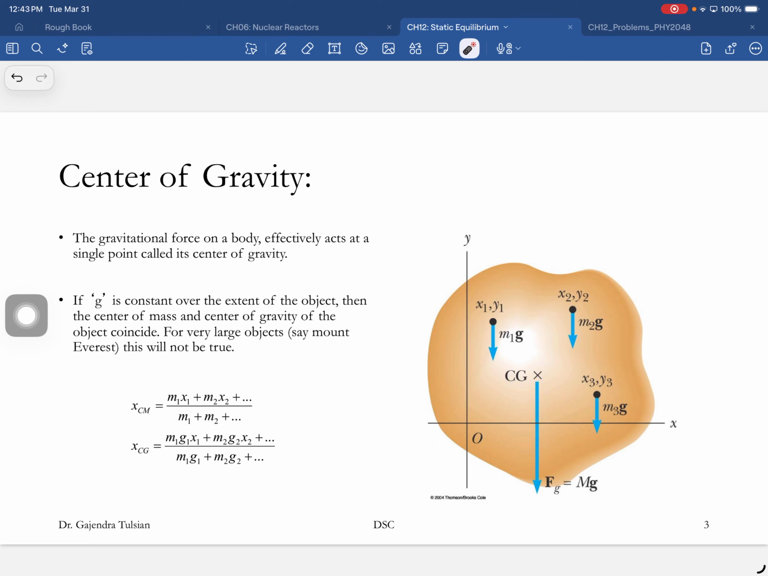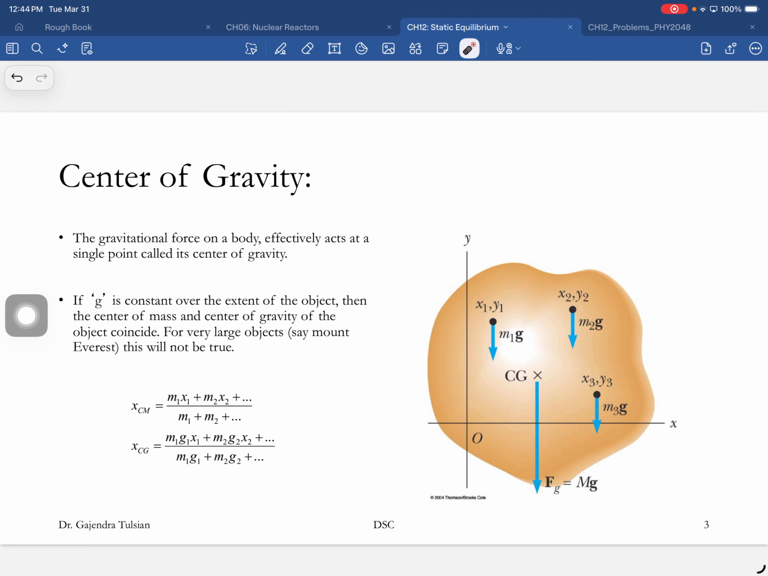Now let me illustrate the difference between these two formulas. What is the acceleration due to gravity here at this point? How about here? On top of the building? 100 meters from here? On top of Mount Everest? Less than 9.8. So if your structure is large, then the center of gravity will be different than the center of mass.